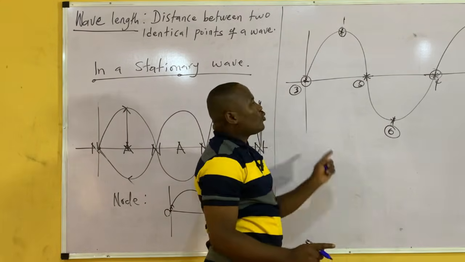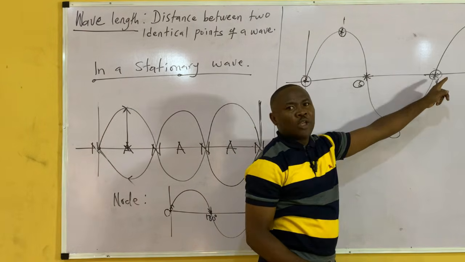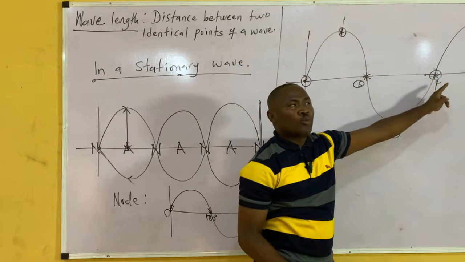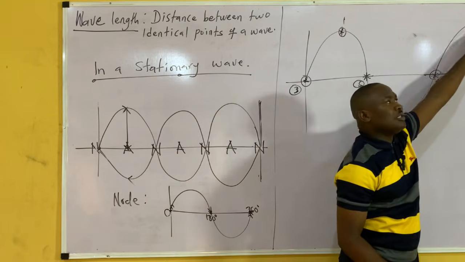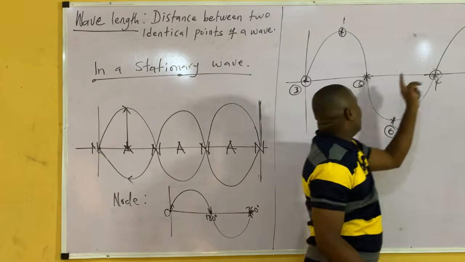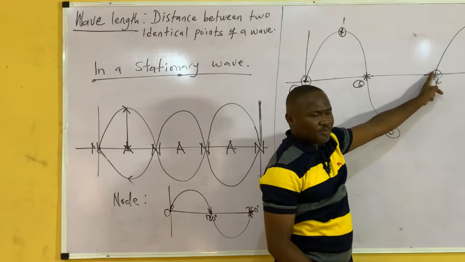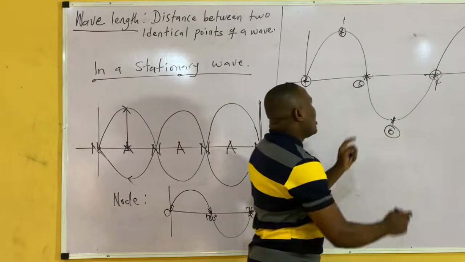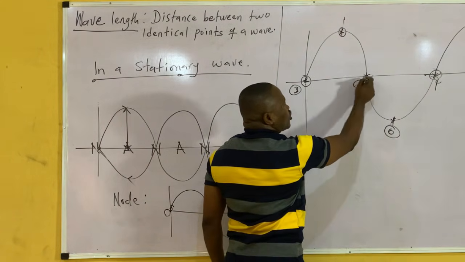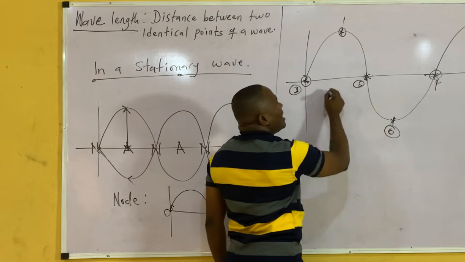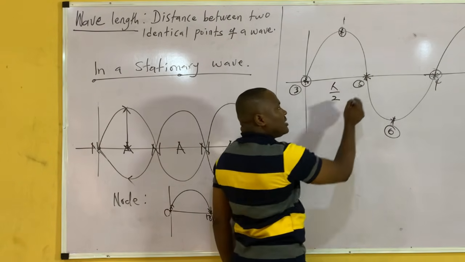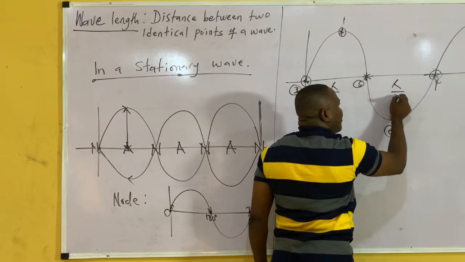You are in phase when there is a complete circle between the two identical points. So this point is identical to this one wavelength. This point is identical to this one wavelength. But here to here is not one wavelength. So here to here is half a wavelength. Here to here is half a wavelength.